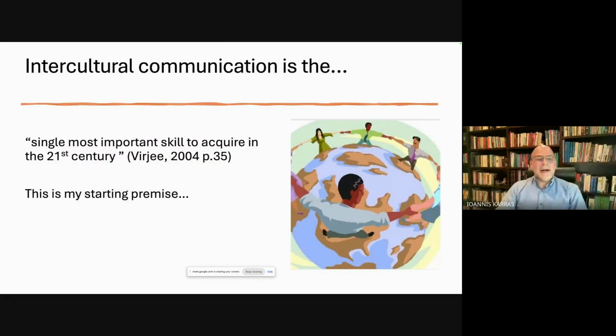Now, according to quite a few people, intercultural communication is the most important skill to acquire in the 21st century. At least that's what Verge supports. I would say it is one of the most important skills to acquire in the 21st century. And judging by the number of people that are present, I think you probably agree with this premise, and that's why you are here today. So that's also my starting premise.